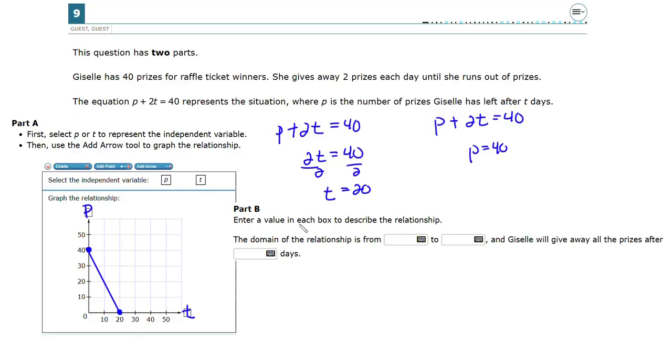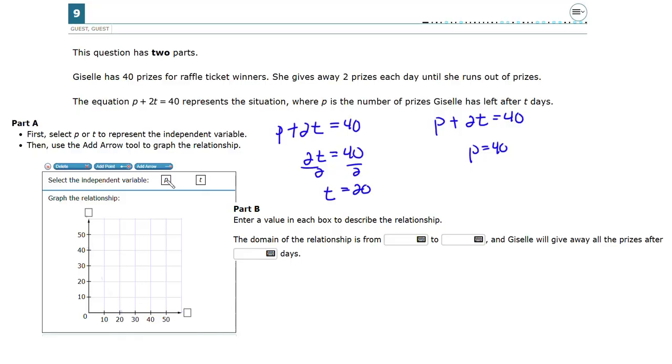Part B says enter a value in each box to describe the relationship. The domain of the relationship is from blank to blank. All right? So domain, remember, is the list of the inputs. So if we look here, the domain of the relationship is from 0 to 20, because those are the inputs. And Giselle will give away all the prizes after how many days? So if P is the number of prizes, after 20 days, we will be at 0 prizes. And so that's the answer.